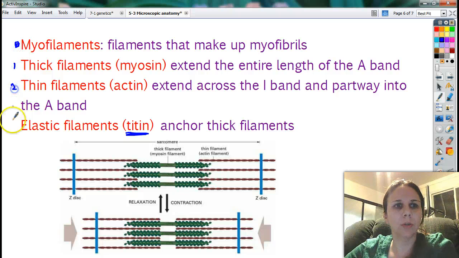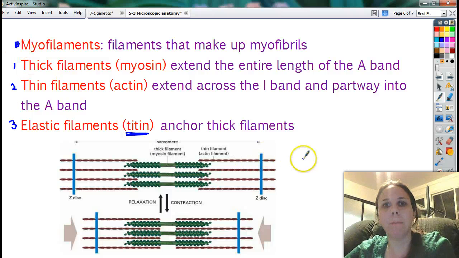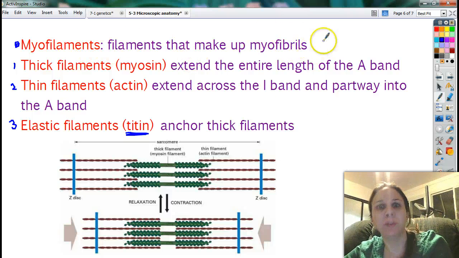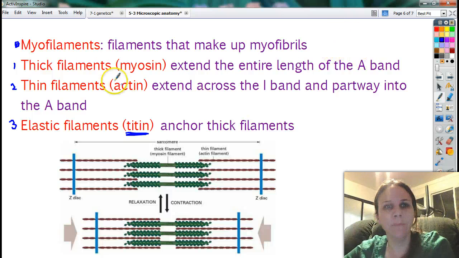So 1, 2, 3. These are myofilaments. They make up the myofibril. Lot of words. Okay, so myofilaments make up the myofibrils. Myofibrils make up the fiber. Alright, so thick filaments, myosin, they extend the entire length of the A-band. So here they are. They're green now. We have the thin filaments, the actin, which go all the way across the I-band and somewhat into the A-band. And then we have these cute little things called titin, and these guys anchor the thick filaments together.